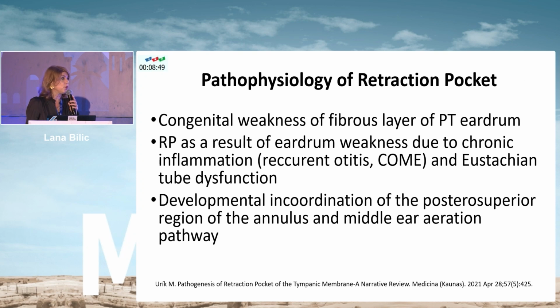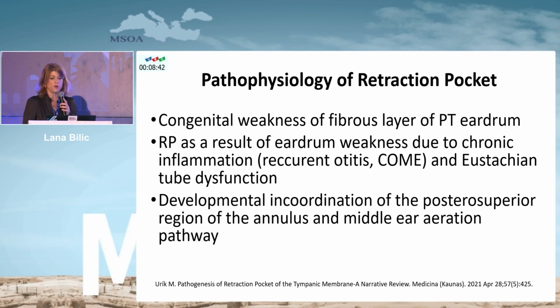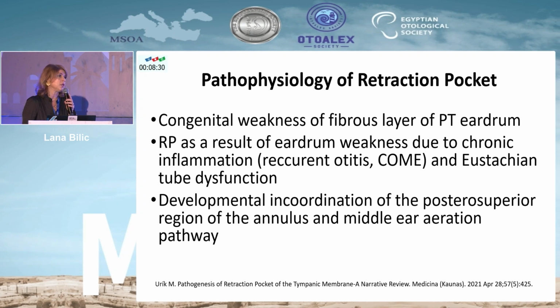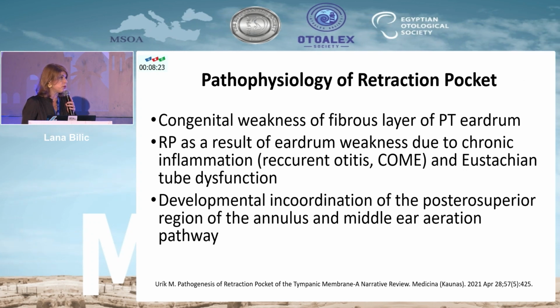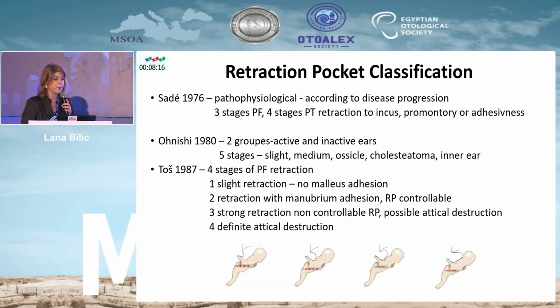So we all know that we are not completely sure about pathophysiology of retraction pocket. It can be due to congenital weakness of fibrous layer of pars tensa of the eardrum. But mainly the authors agreed that it's a result of eardrum weakness due to chronic inflammation, usually due to recurrent otitis or chronic otitis media with effusion, and due to the changes of the middle ear pressure and Eustachian tube function. Only a small group of authors think it's due to developmental incoordination of the posterior superior region of the annulus and middle ear aeration pathway.